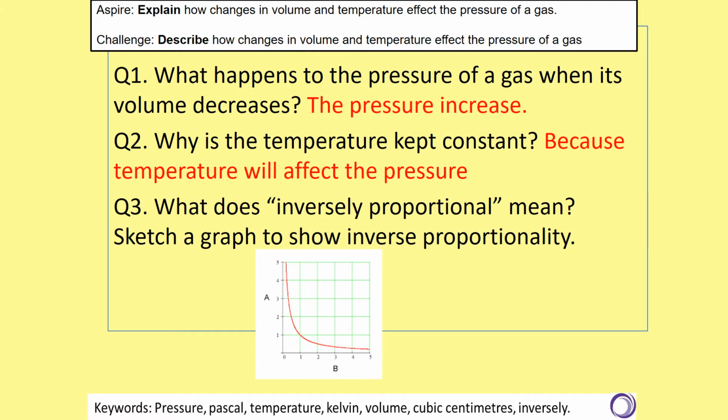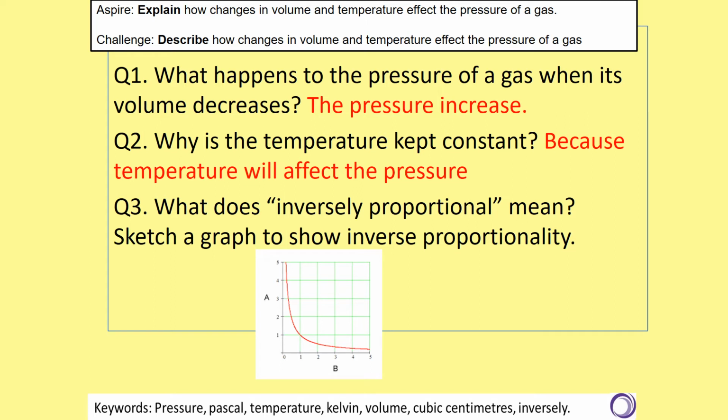So the answers for that previous slide: what happens to the pressure of a gas when the volume decreases? Well, the pressure will increase because you're squashing the same number of particles into a smaller space. Why is the temperature kept constant? That's because temperature will affect the pressure. If you increase the temperature, that will increase the pressure. If you decrease the temperature, that will decrease the pressure. So you have to keep those constant.